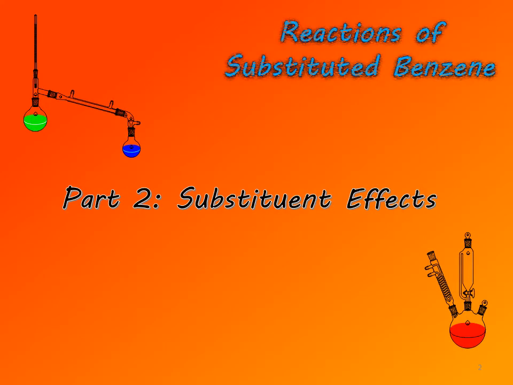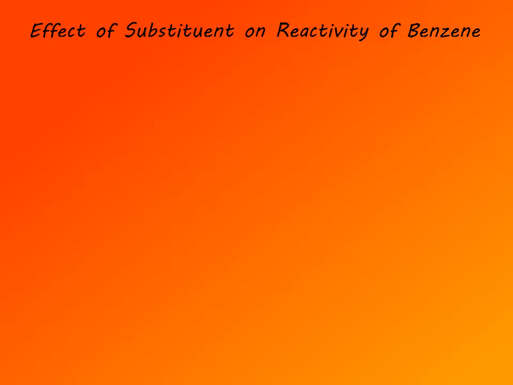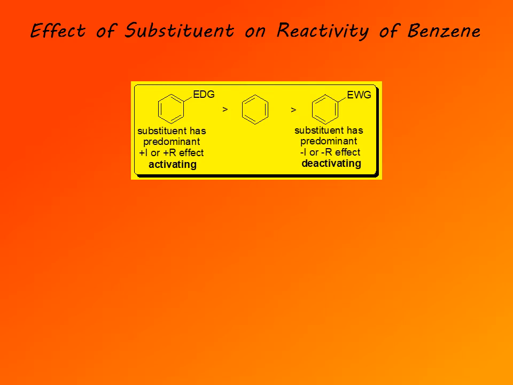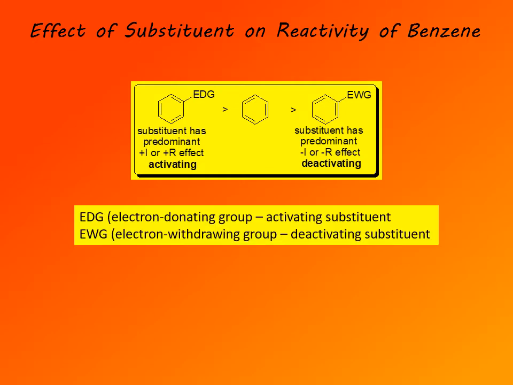In this video, we are going to look into the effect of substituents on reactivity and reactions of benzene. A substituent affects reactivity of the benzene ring, or in other words, it affects the reaction rate of the benzene ring. A substituent on a benzene ring could be electron donating or electron withdrawing, and they are labeled here as EDG for electron donating group and EWG for electron withdrawing group.